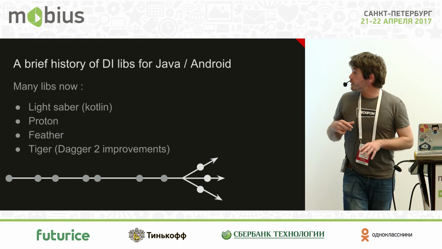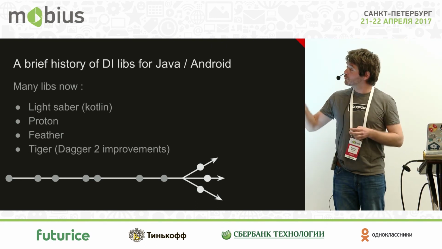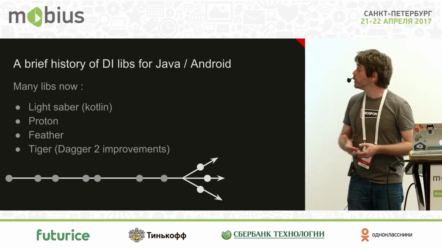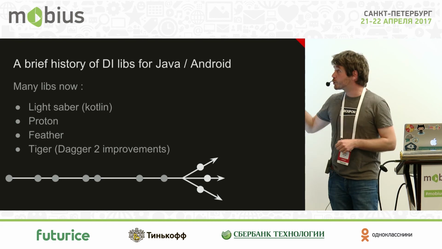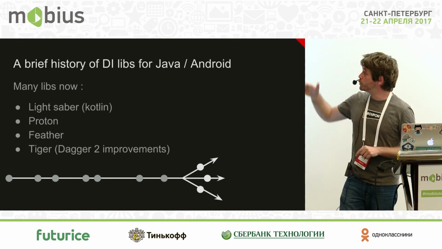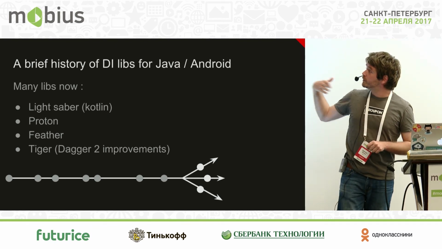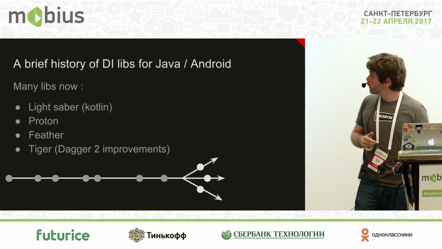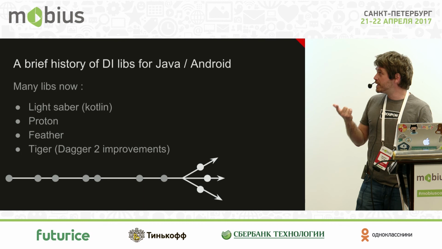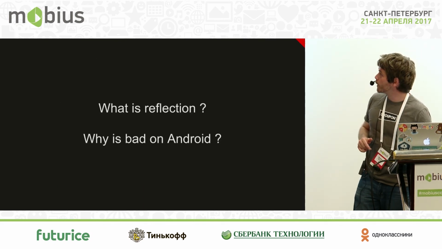Now, the situation is that there are many libraries doing that. So dependency injection got many people familiar. Yeah, we could say that most of you use dependency injection. So many developers try to actually create new frameworks. We will talk about the technologies that they try to use. So you can see, for instance, Lightsaber for Kotlin, Proton, Feather, Tiger, which is an improvement of Dagger 2. So there are many alternatives now. But really, the most maintained ones are really Toothpick and Dagger that we're going to compare a bit later.